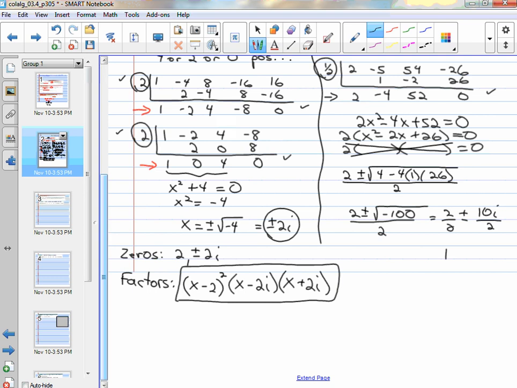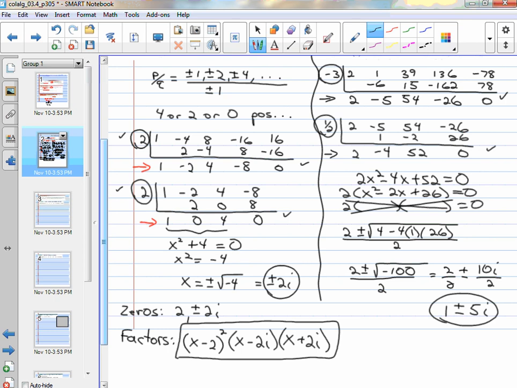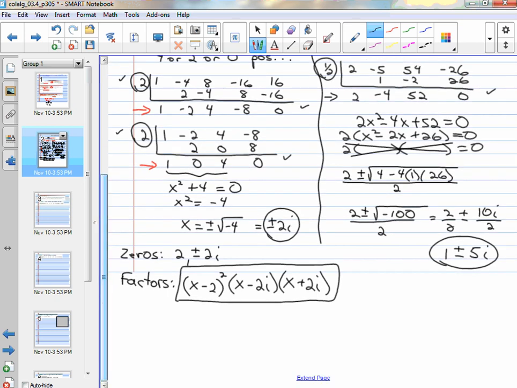2 divided by 2 is 1. 1 plus or minus 5i. There are 2 zeros to go with these 2 zeros up here, making my total list of zeros negative 3, 1/2, 1 plus or minus 5i. So there are all my zeros.